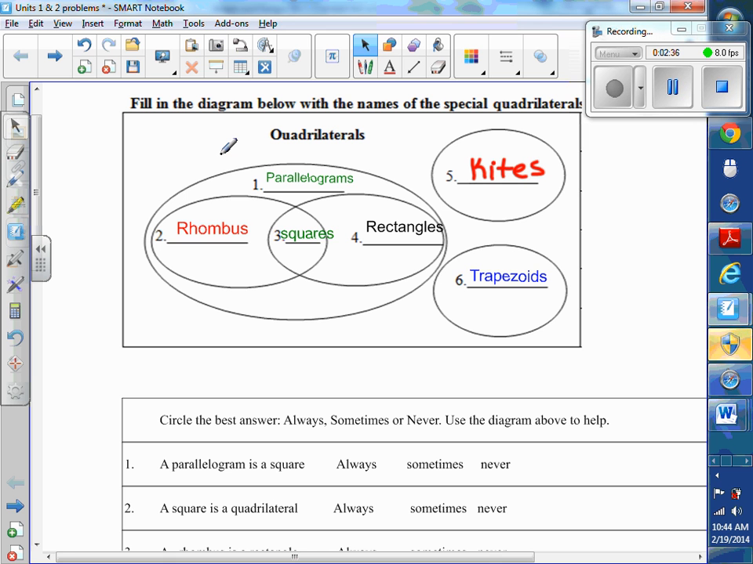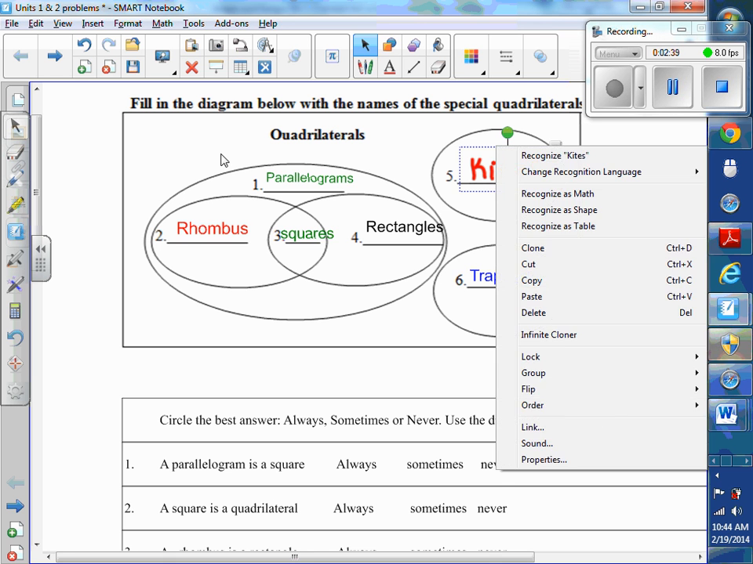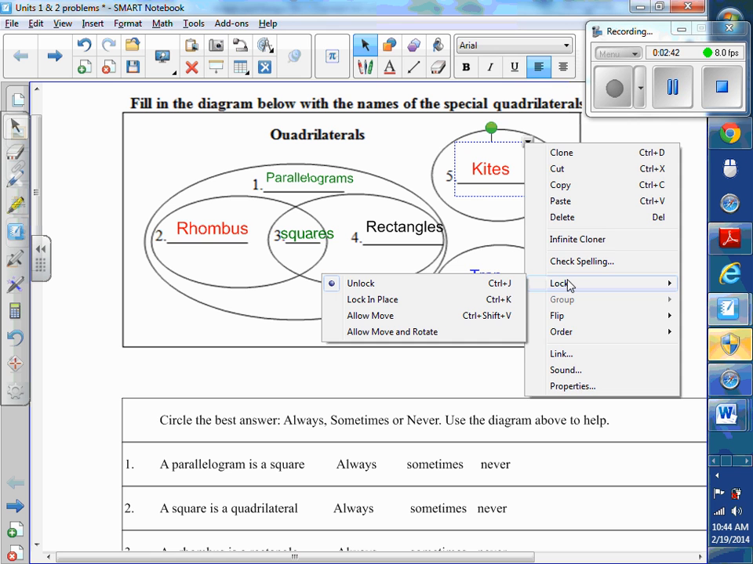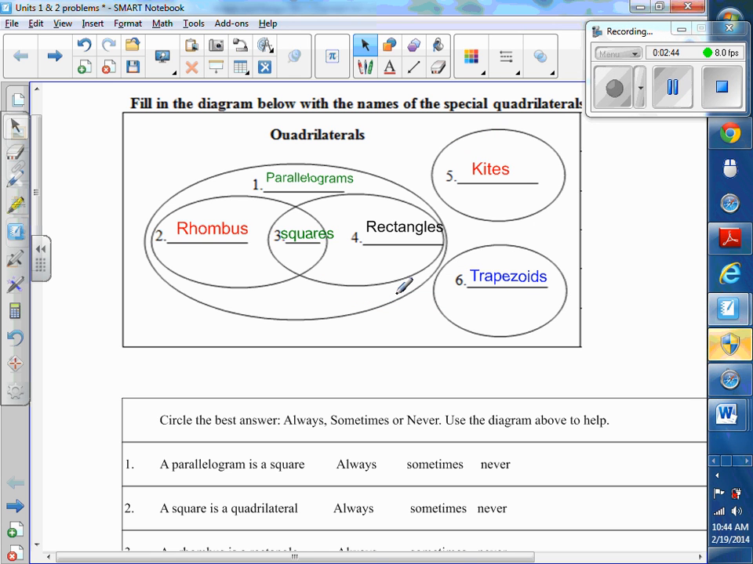Well, kite I fixed, right? So if I lock in kite here, keep it there because we haven't really talked about kites, then by balance, there's no options. Trapezoid has to be out here. So this diagram would say a trapezoid is a quadrilateral because it's in the quadrilateral diagram, but it's not a parallelogram ever because there's no overlap. Does that make sense? So I could say that a parallelogram is a rhombus sometimes, because there are parallelograms that are rhombuses.